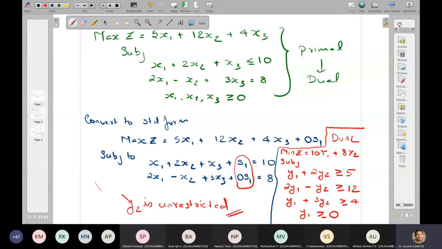Any other doubts? Sir, in the question 2x1 minus x2 plus 3x3 equal to 8, what's the need to add 0 s1, since it's already in equality form? See, I am adding s1 in the first constraint. There is no s1 present over here, but to take the terms properly, I have added 0 s1 here.